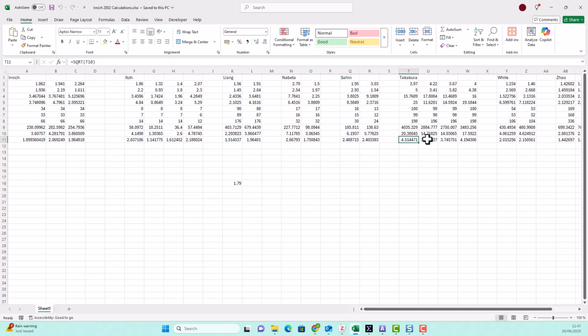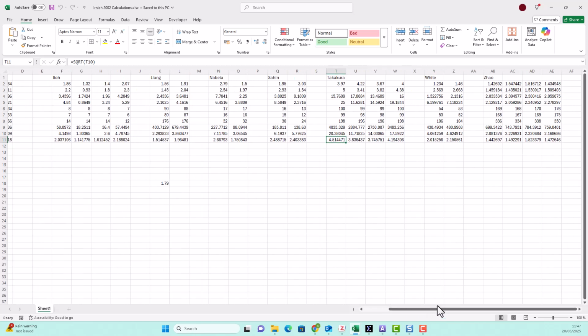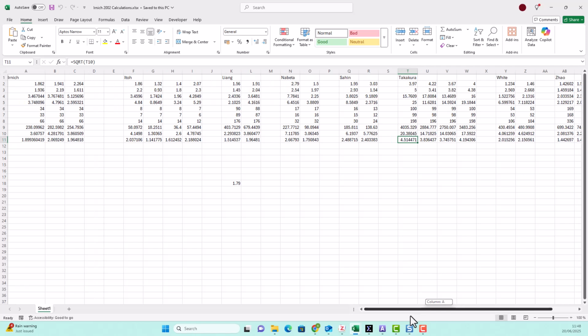The one paper where it's different is Takakura. That's particularly a difficult paper because the data had to be extracted using graphical methods. All of the other ones are very similar to one another.